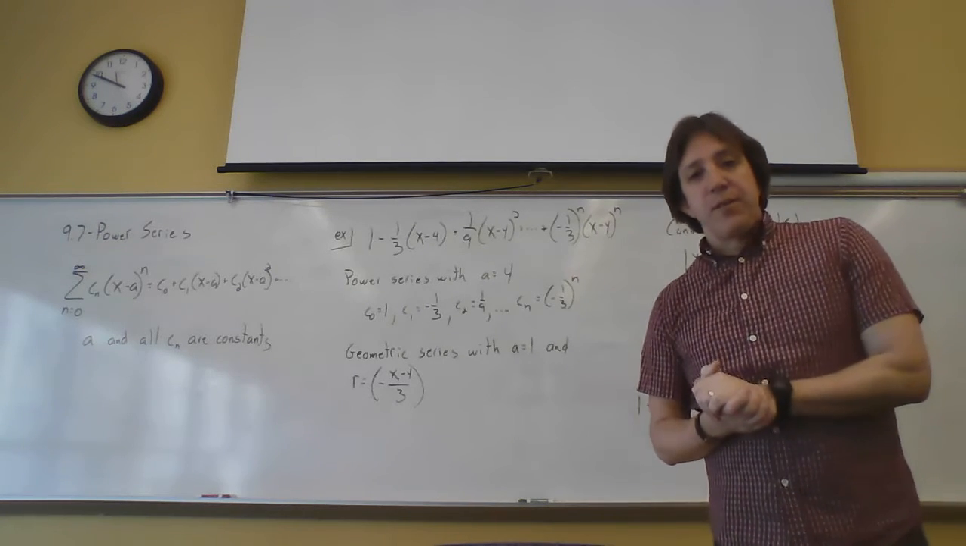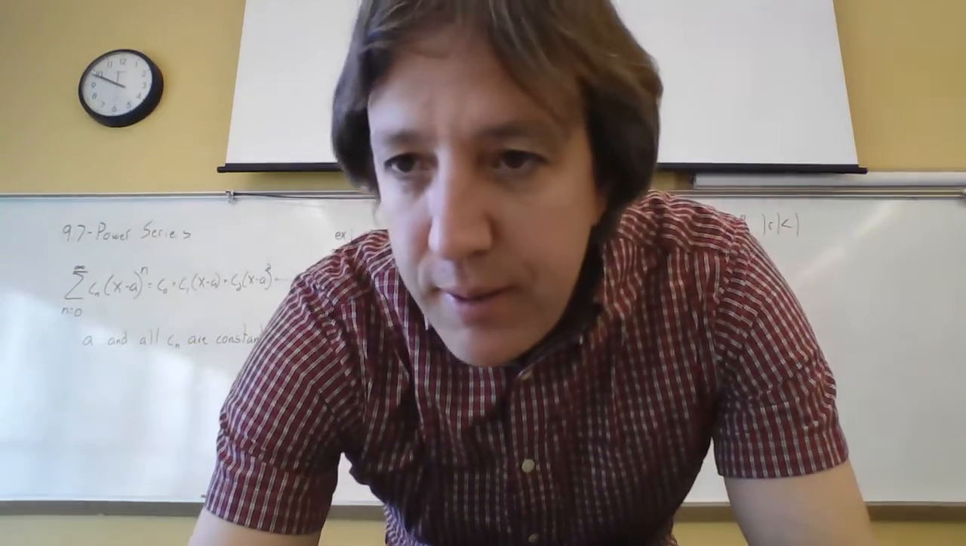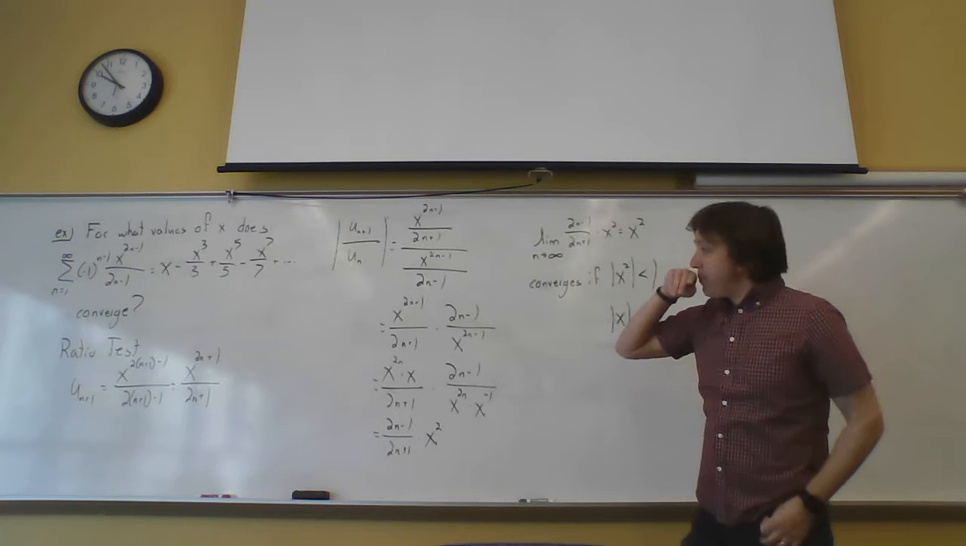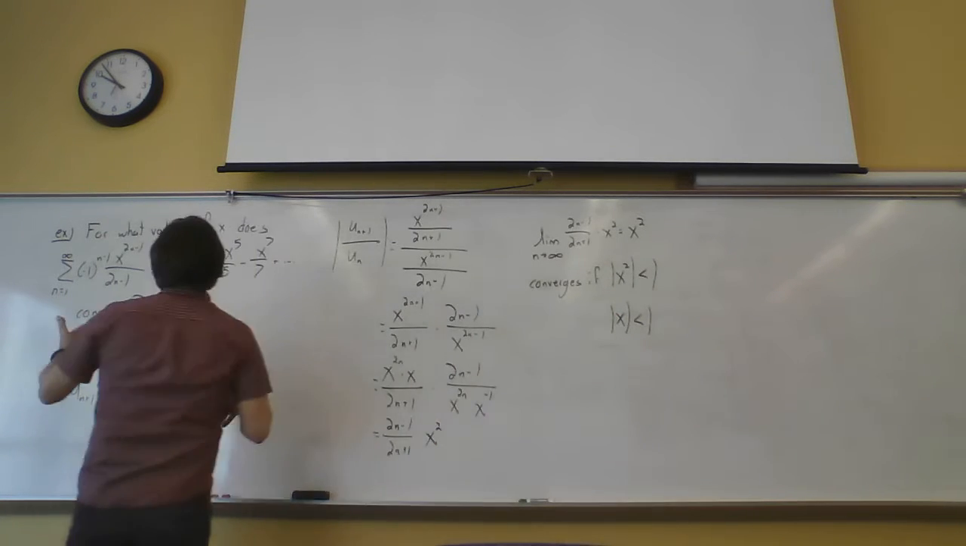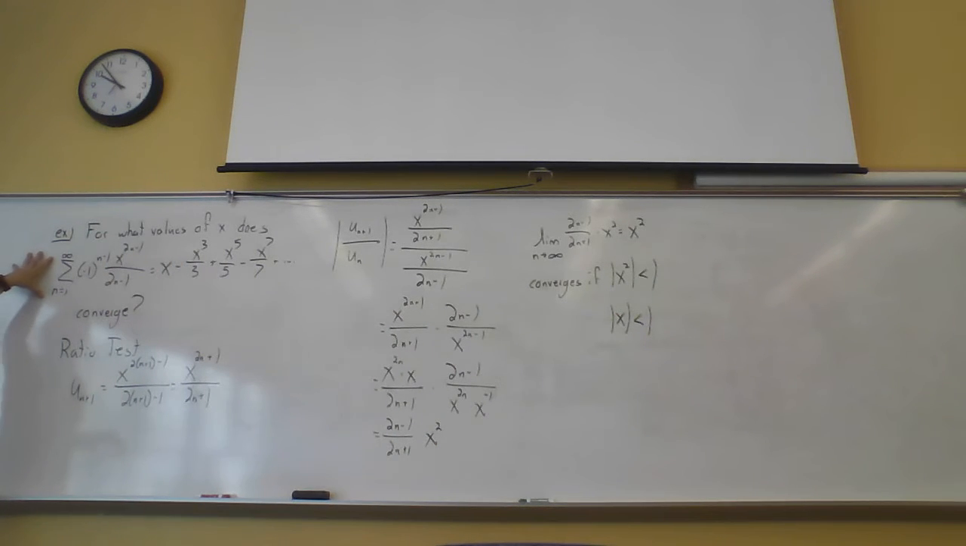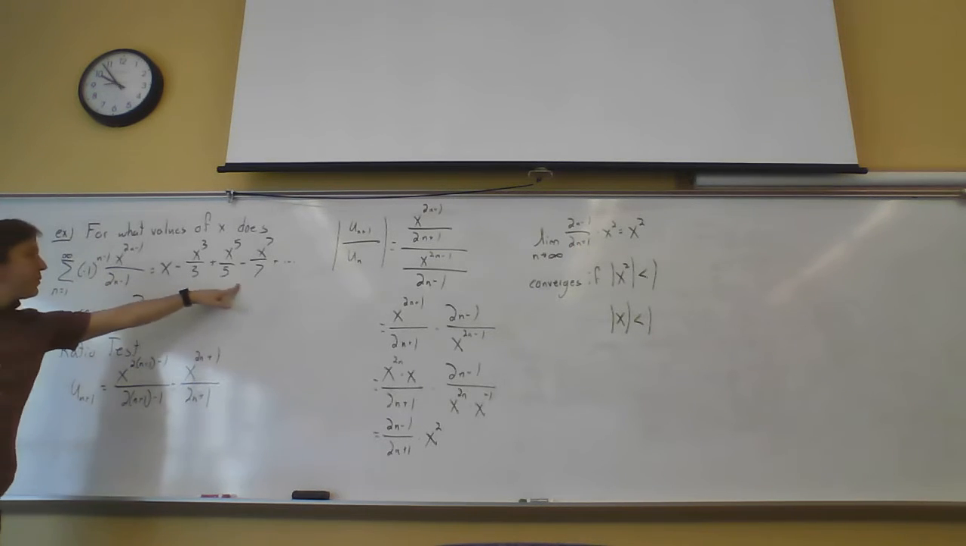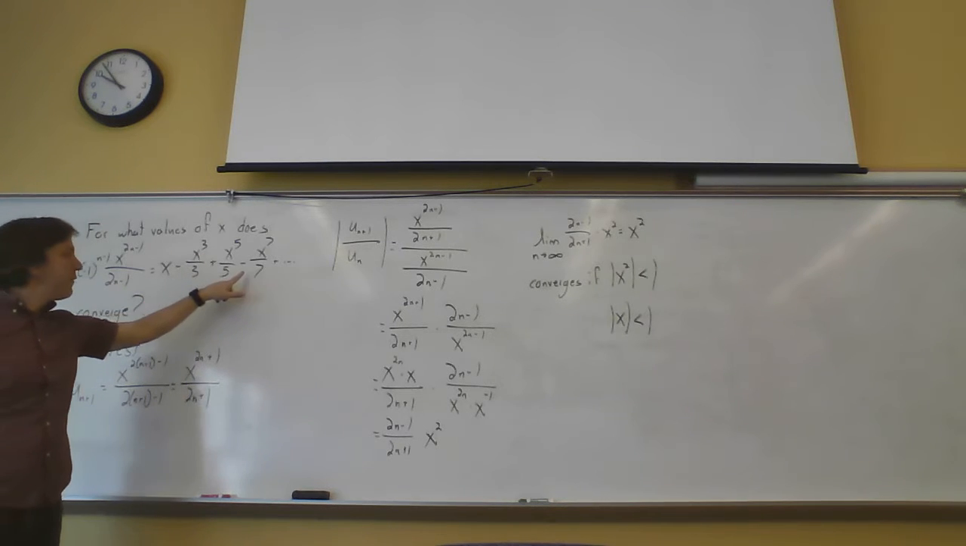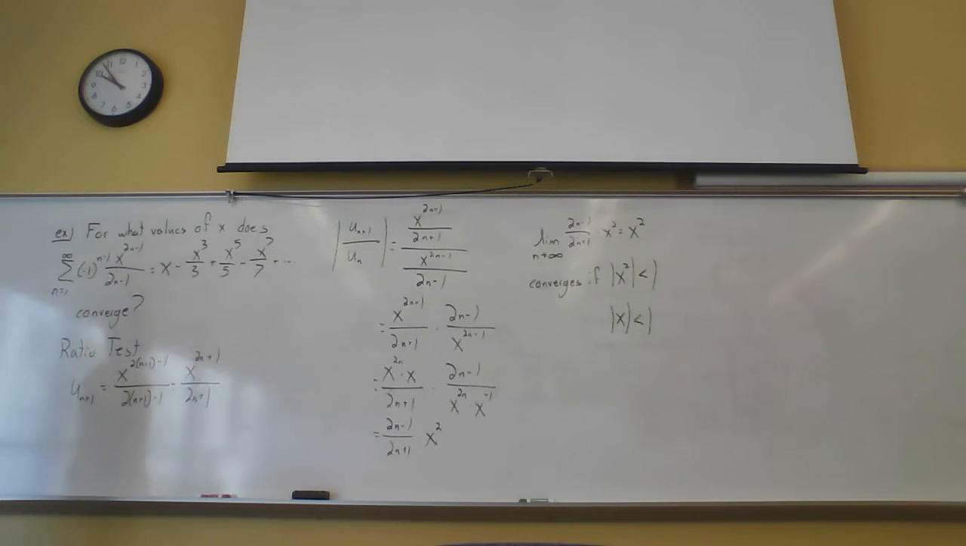So let's get some more stuff on the board. All right, continuing on, let's look at this series here. We want to know for what values of x the sum from n equals 1 to infinity of (negative 1) to the n minus 1 power times x to the 2n minus 1 over 2n minus 1 converges. This is equal to x minus x cubed over 3 plus x to the 5th over 5 minus x to the 7th over 7, and so on. You can convince yourself that those terms work.